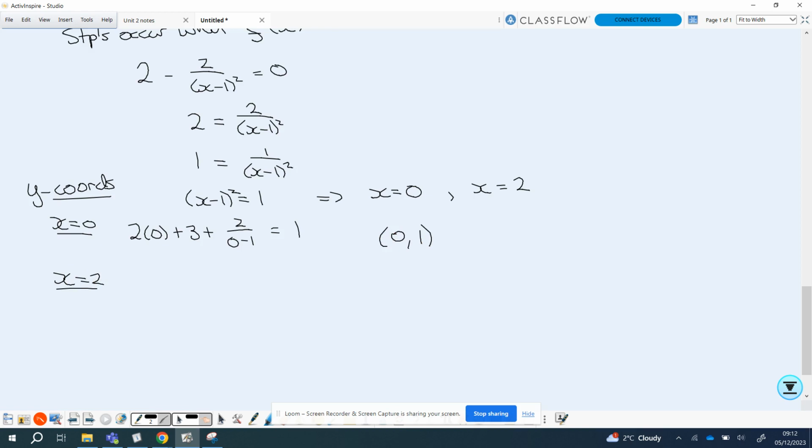When x is 2, that's going to be 2 lots of 2 plus 3 plus 2 divided by 2 minus 1. So 4 plus 3 is 7, plus 2 divided by 1, which will be plus 2, that'll give me a value of 9.